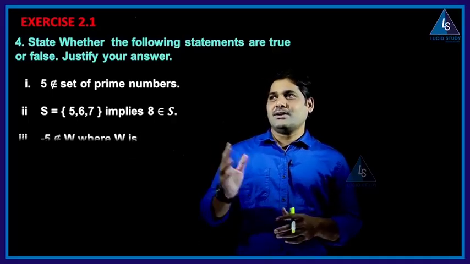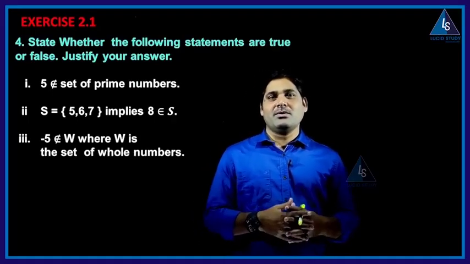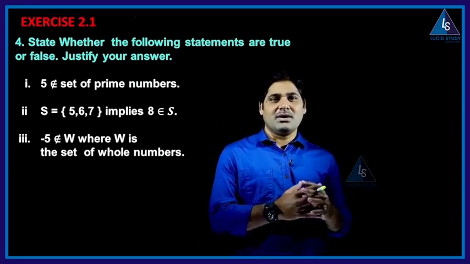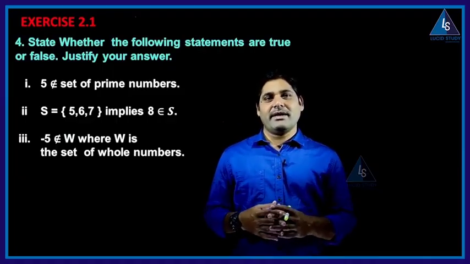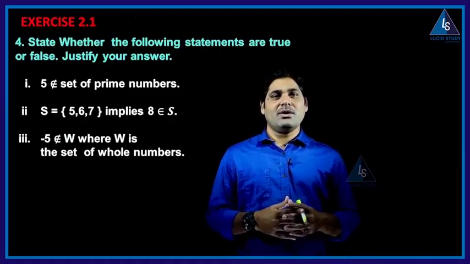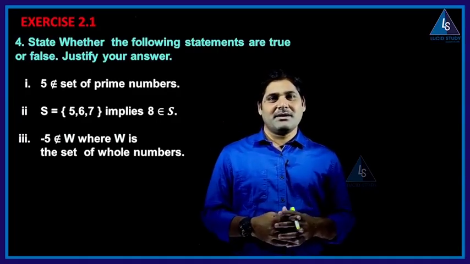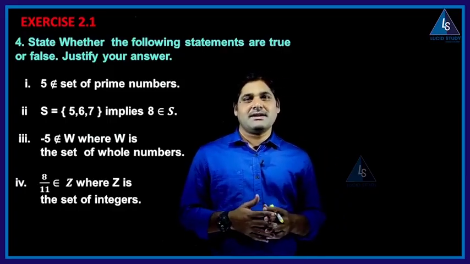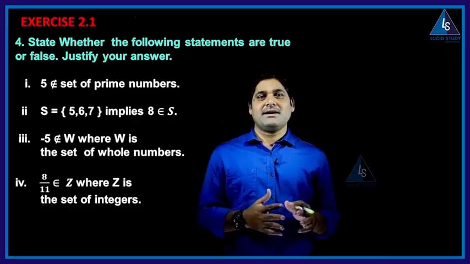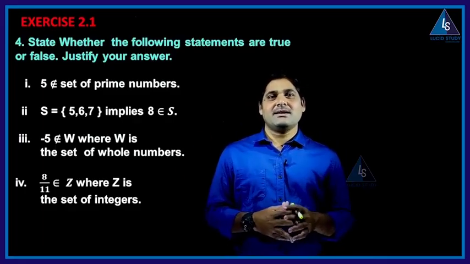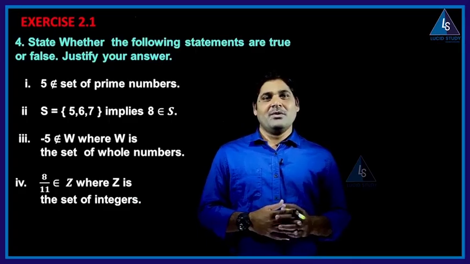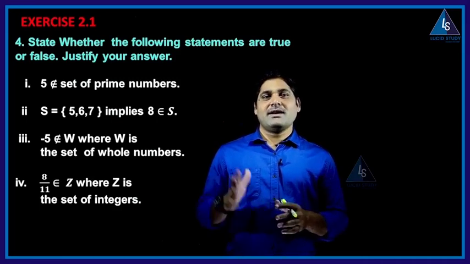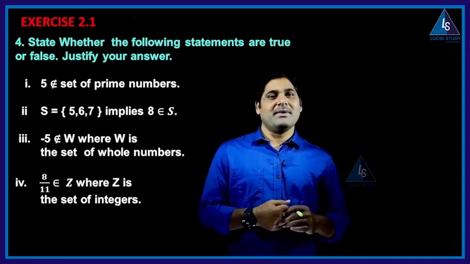Okay. Now see the third one. Minus 5 does not belong to W, where W is the set of whole numbers. Is it true? It is true, right? Because in whole numbers, negative numbers will not be there. That is why minus 5 does not belong to whole numbers. So this is a true statement. Okay. Next, see the fourth one. 8 by 11 belongs to Z, where Z is the set of integers. Is it true? It is false, right? Because 8 by 11 is a rational number in the form of P by Q, and in integers we cannot find any fractions. Okay. So that is why this is a false statement.